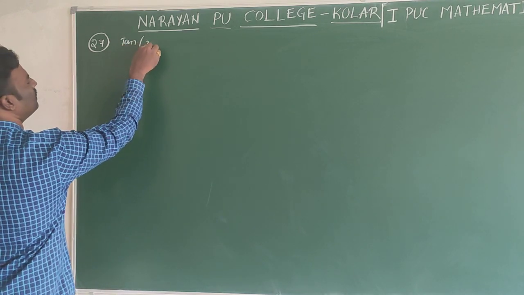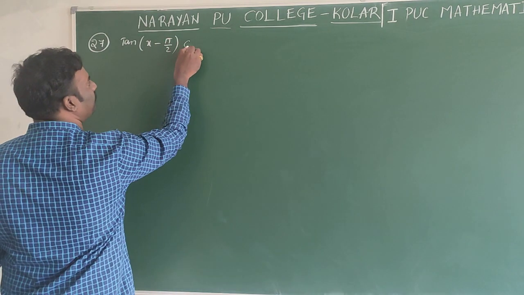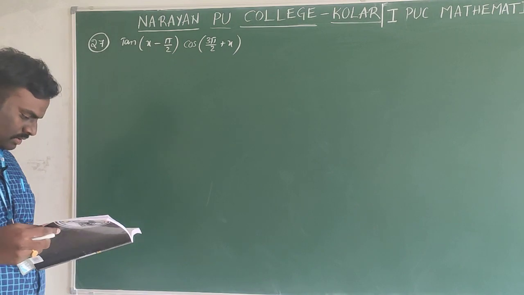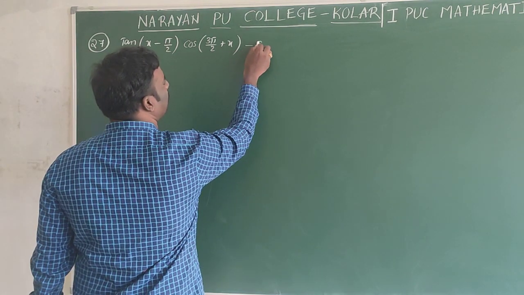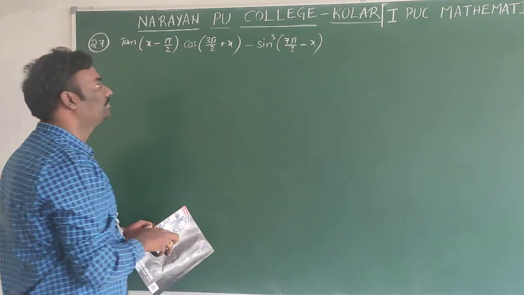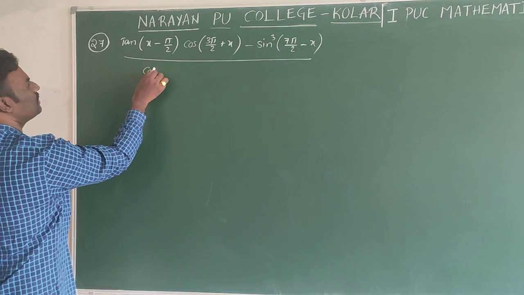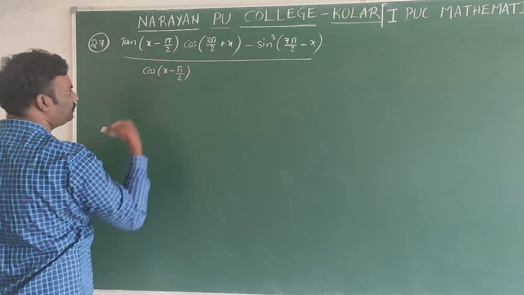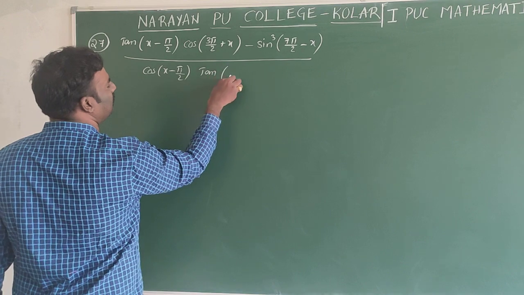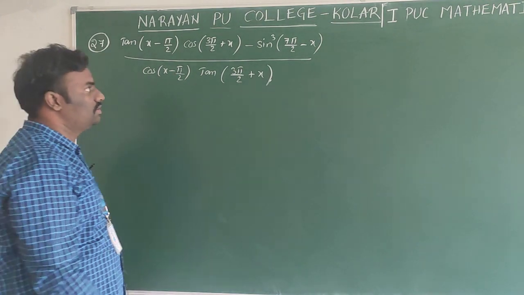tan(x minus pi by 2) into cos(3 pi by 2 plus x) minus sin cube(7 pi by 2 minus x) by cos(x minus pi by 2) into tan(3 pi by 2 plus x). So, we need to simplify this.